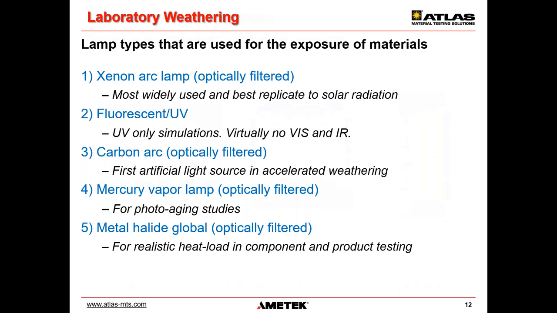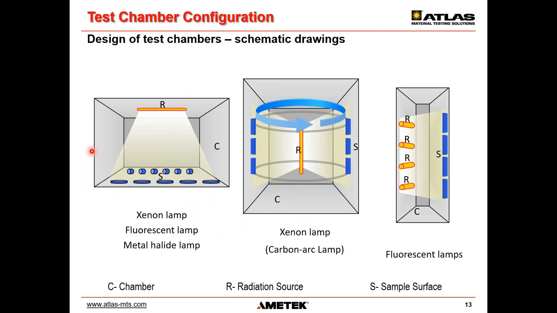Another way to categorize the laboratory weathering instrument is by its test chamber design. There are basically three different designs. One is static horizontal. You simply put your specimens onto the test table and have light sources and optical filters on top. And you try to fill the complete test area with light really homogeneously, so that when you control, for example, 60 watts, you have 60 watts here, here, and here, and also in the corners.